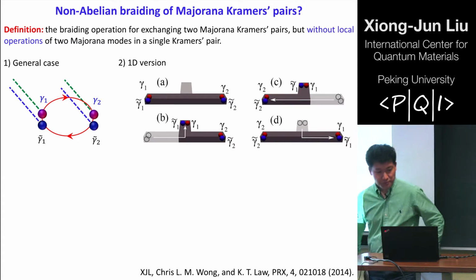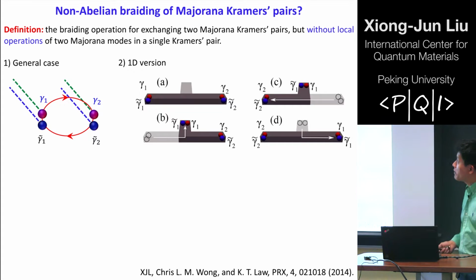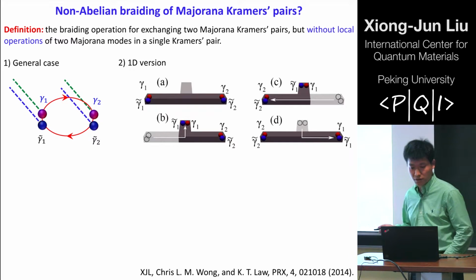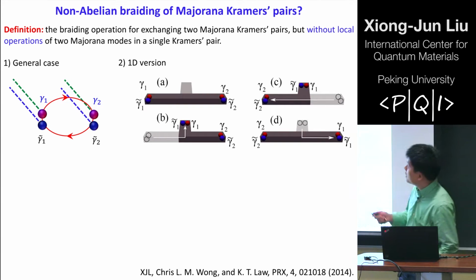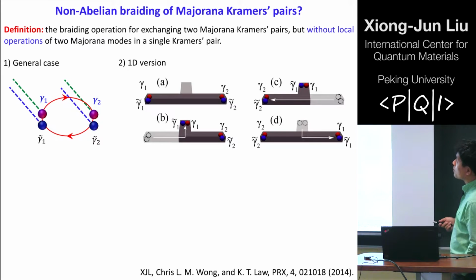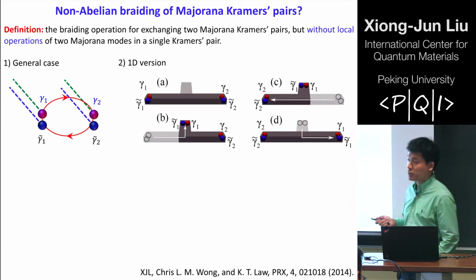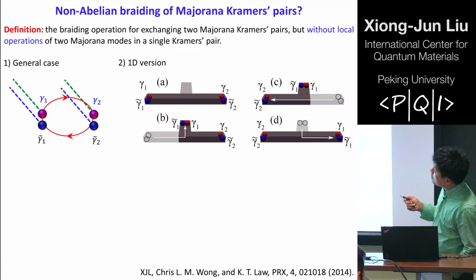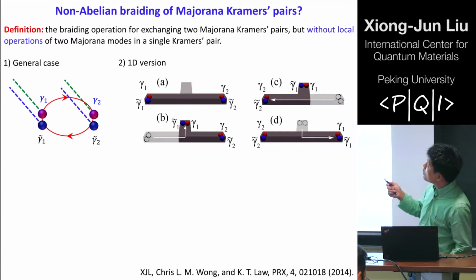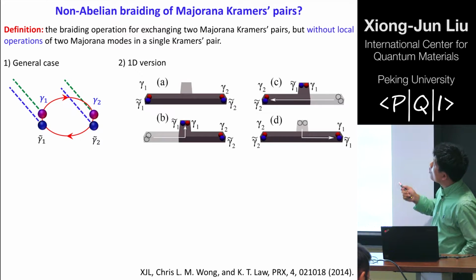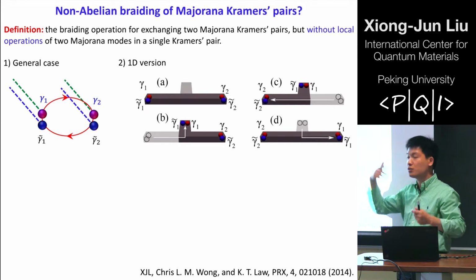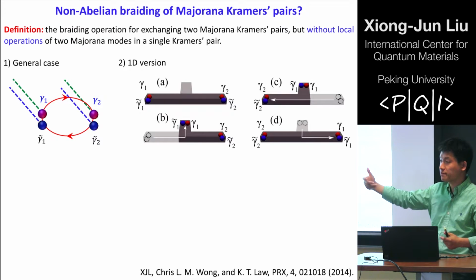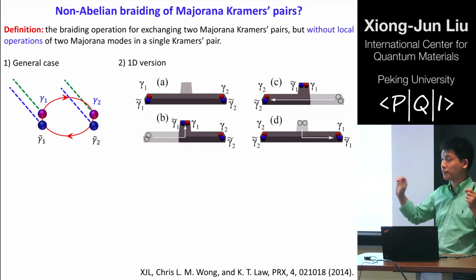Yeah. So now, this is my main motivation to study this issue. So what about the time-reversal invariant topological superconductor? Okay. First, for the braiding of the Kramers pairs, we need to have a definition. The definition actually means that we braid the two Kramers pairs but without local operations on the two Majorana modes in a single Kramers pair. So we only braid the two Kramers pairs, but we don't do the operation on a single Kramers pair. So this is the definition.